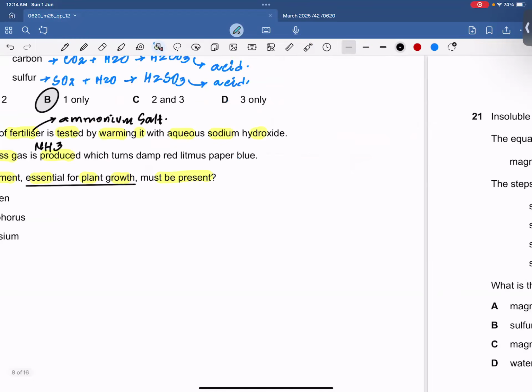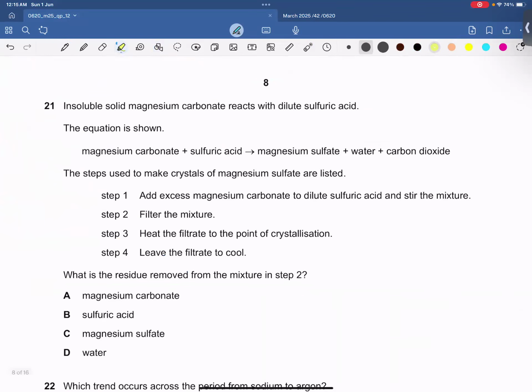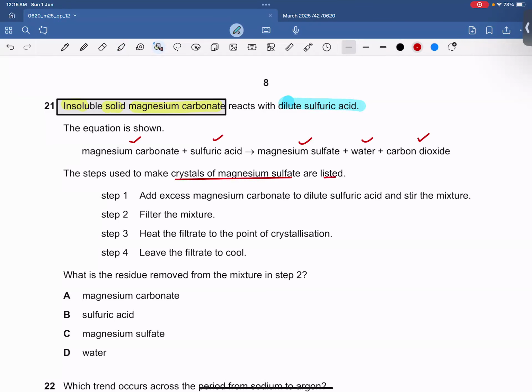Question 21. Magnesium carbonate is an insoluble solid, insoluble in water. That's a very powerful statement. It reacts with dilute sulfuric acid. So when magnesium carbonate and sulfuric acid react together, magnesium sulfate, water, and carbon dioxide gas are given off. The steps used to make crystals of magnesium sulfate are listed.